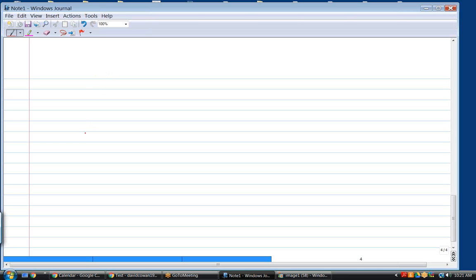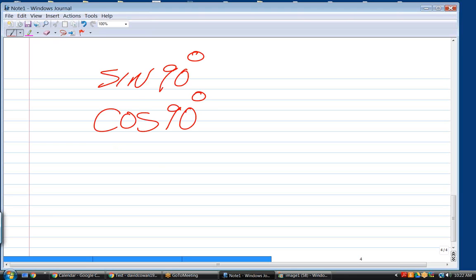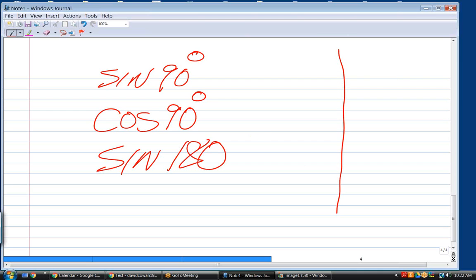Because those two triangles that I drew don't really tell you what the sine of 90 degrees is, or the cosine of 90 degrees, or the sine of 180. In other words, we can't use our little formulas because these angles are not in a quadrant. Do you know what the sine of 90 is? Sine of 90 is 1? Correct.